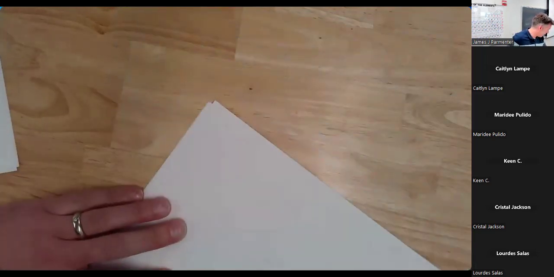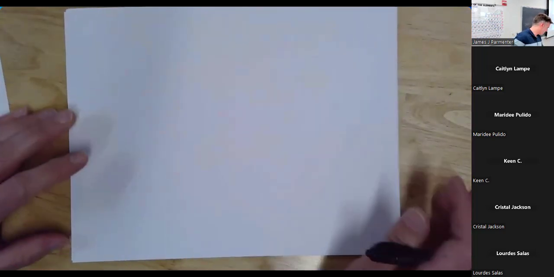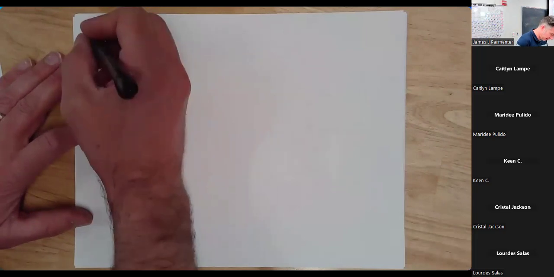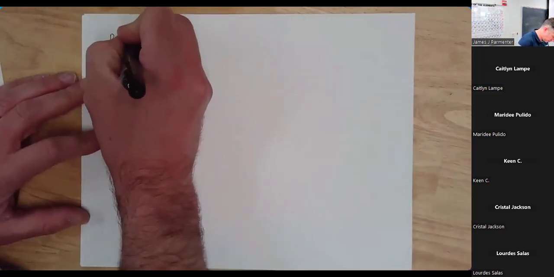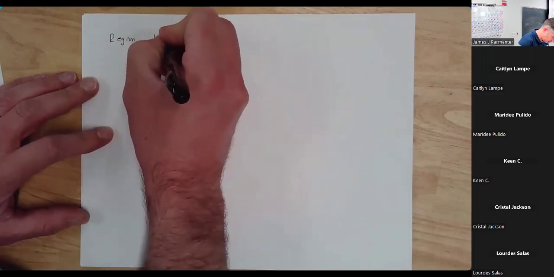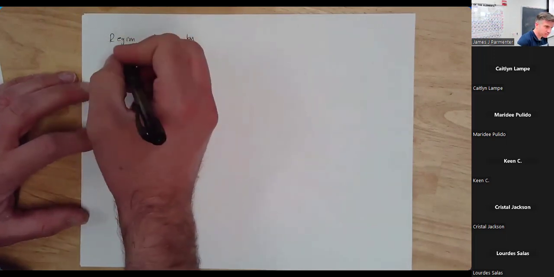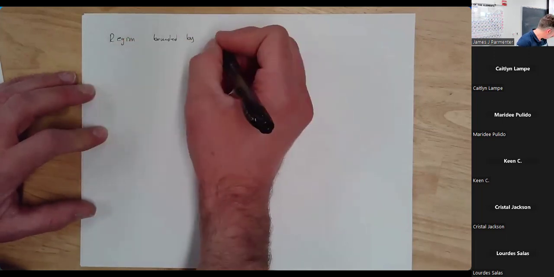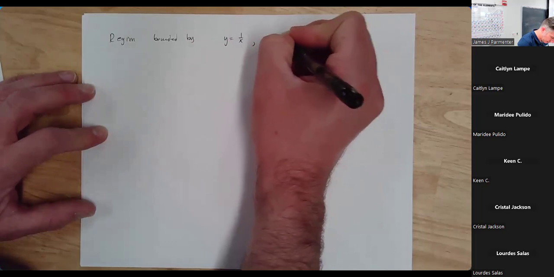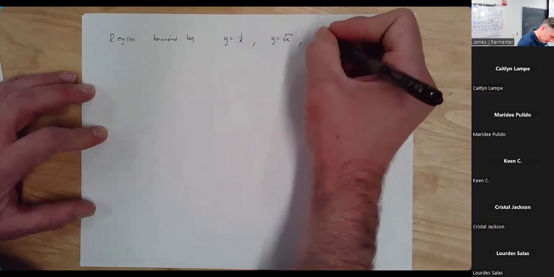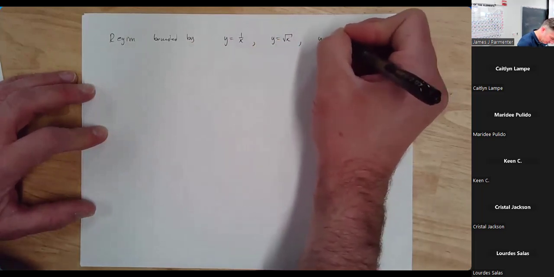So let's say we have the following region, the region bounded by y equal to 1 over x, y equal to the square root of x, and y equal to 4.